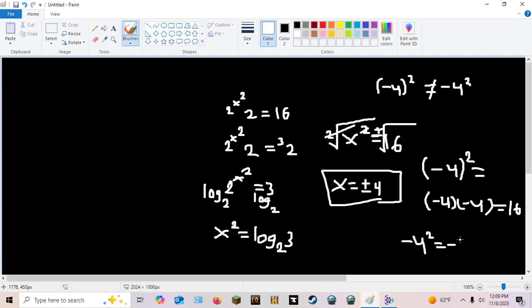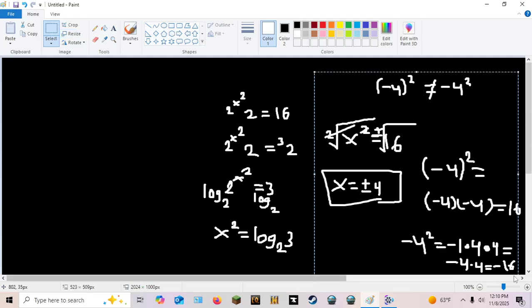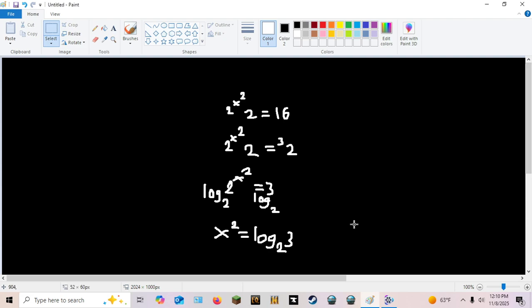So I just gotta write a negative 1 times 4 squared, or negative 1 times 4 times 4. Negative 1 times 4 is negative 4, times the 4 is negative 16. So, yep, those are actually complete opposites. It's actually with parentheses.